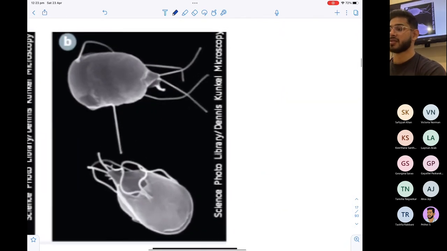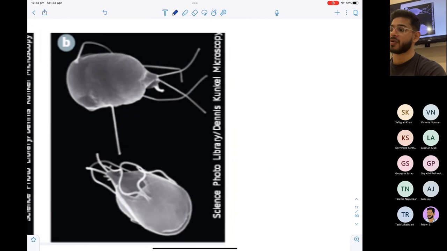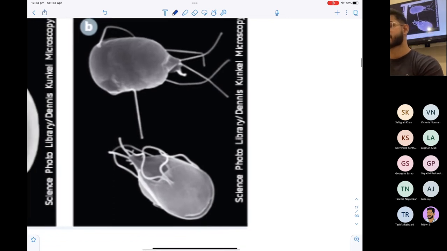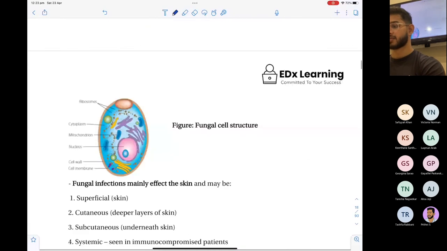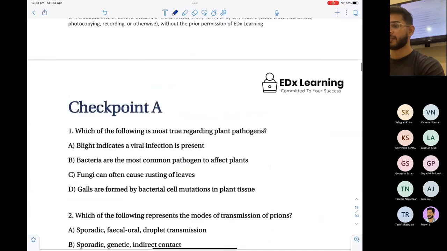These look like aliens, right? This is electron microscopy of, I believe, Giardia, which is another protozoa that infects humans, but it causes gastroenteritis, causes a watery diarrhea. Yeah. All right, let's move on.